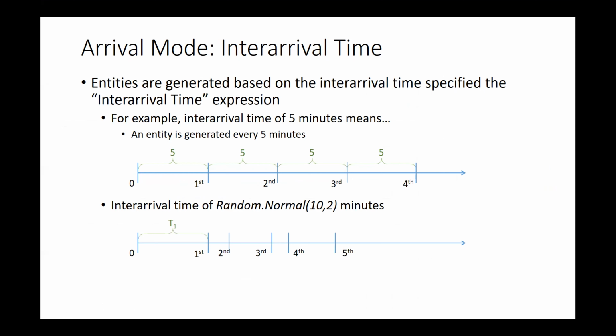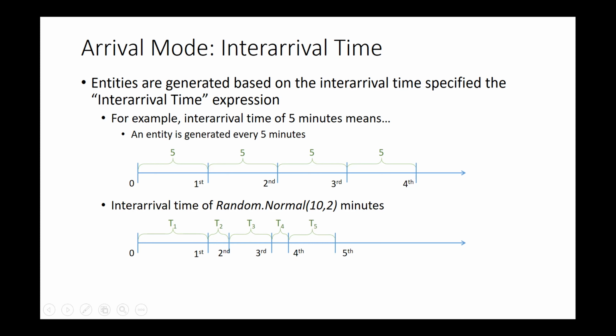So the first one, T1, let's say it was 12 minutes. The second one could be 2 minutes. The third one could be, let's say, 7 minutes. The fourth one could be, I don't know, 3 minutes, etc. If you take all of these different inter-arrival times, this will have a normal distribution with a mean of 10 minutes and a standard deviation of 2 minutes. That's what this is saying. When you set the arrival mode to inter-arrival time and set the expression as random.normal(10, 2), you're saying the interval between arrivals is normally distributed with a mean of 10 minutes and a standard deviation of 2 minutes.